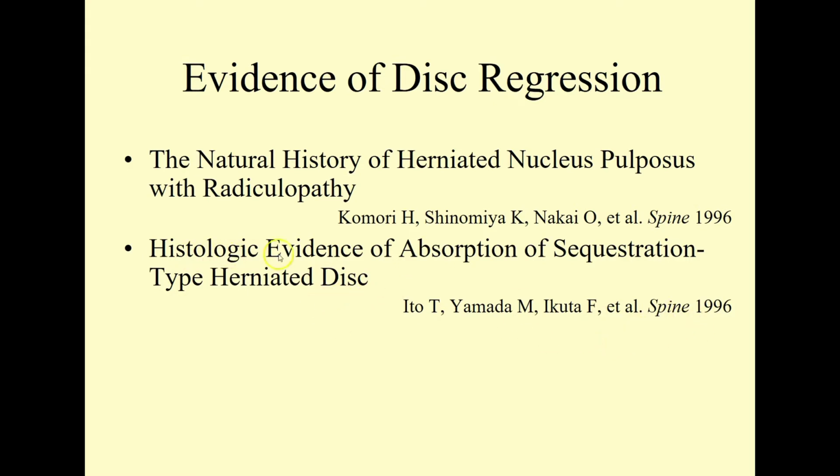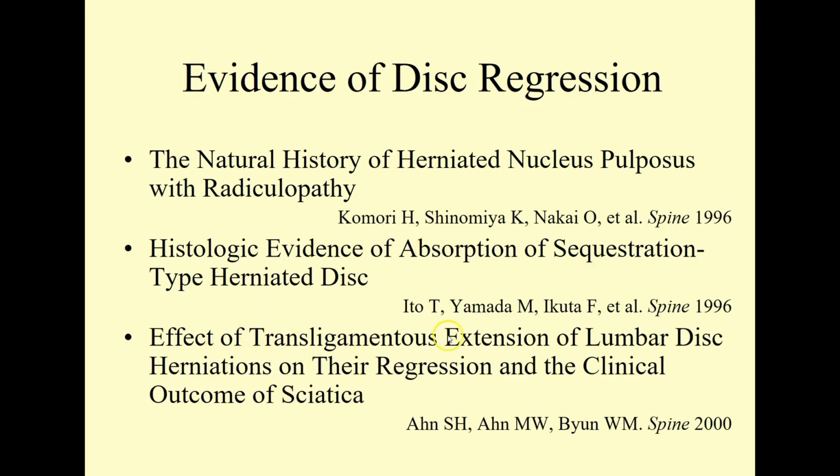Another paper, histologic evidence of absorption of sequestration type herniated disc, definitely what we're talking about right now. And then the effect of transligamentous, this just means the portion of the nucleus pulposus has gone beyond the ligament attachments of the disc complex. And they actually include regression as well as resorption in here.